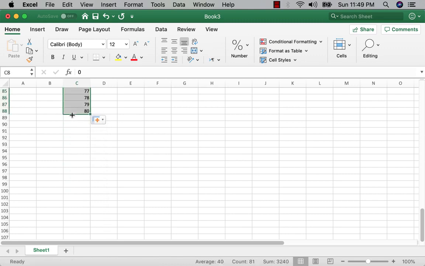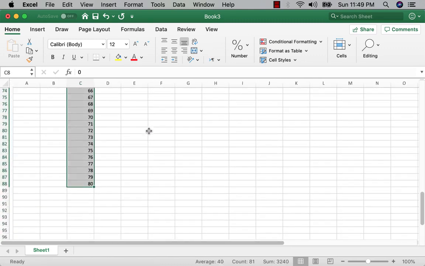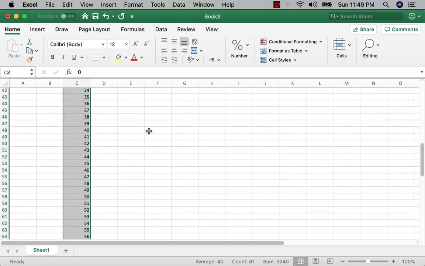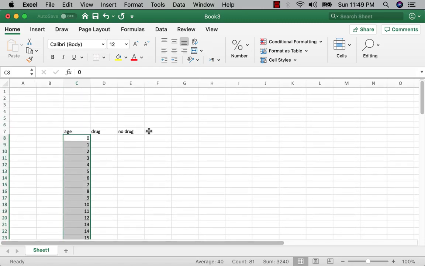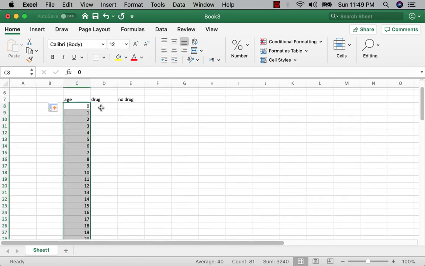First variable, age. So you just type 0, 1, enter the first couple. You click on it and you drag that down all the way until 80, so now you have 80 different years, just like the example that you did in triage.